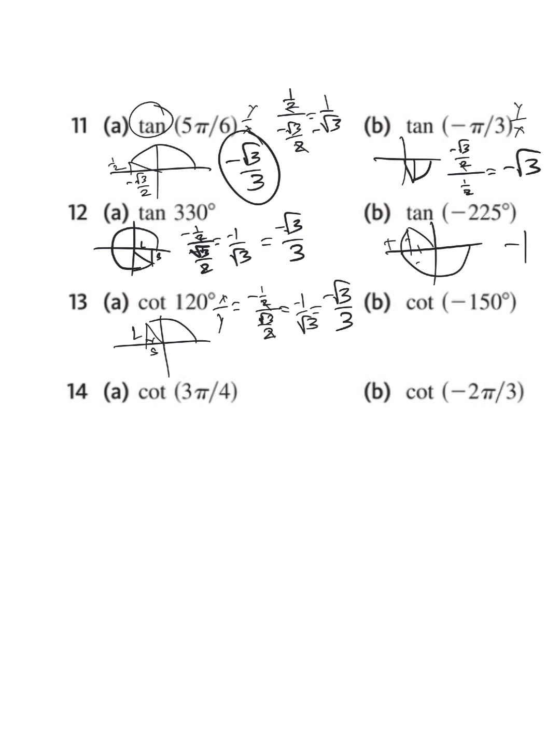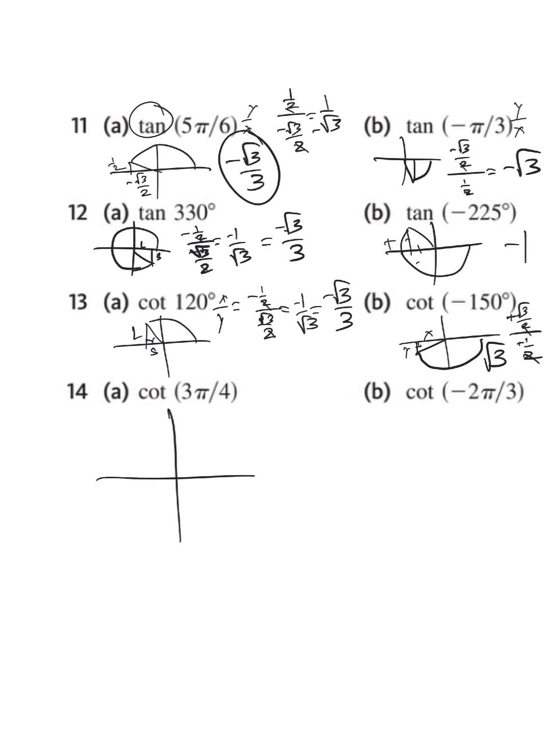Cotangent of negative 150. Negative 150 has a 30-degree reference. So the x is the long leg and y is the short leg. X over y, so negative square root of 3 over 2. Y is also negative, negative 1/2. Negative over negative is positive. Square root of 3 over 1 is just the square root of 3 as the answer.